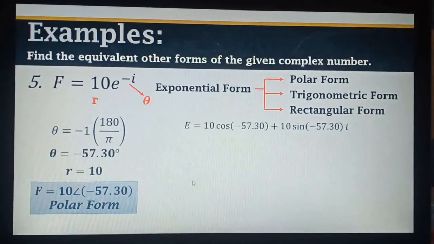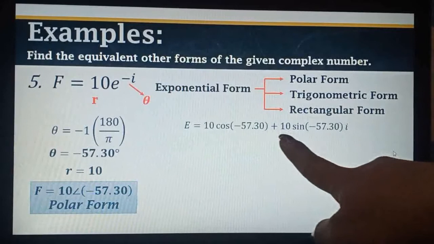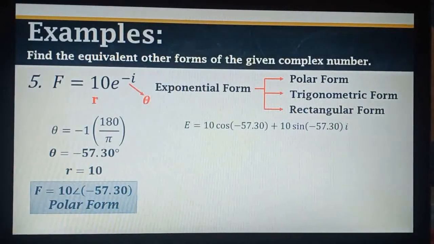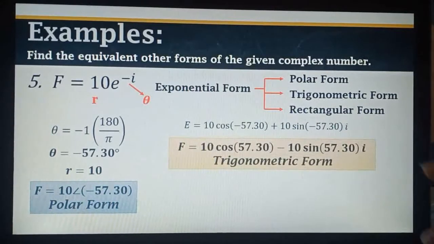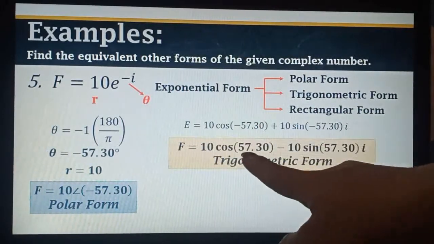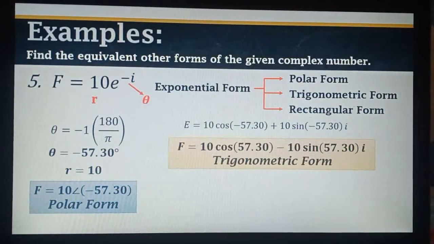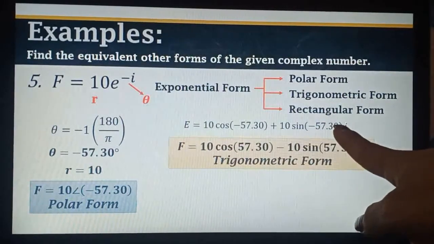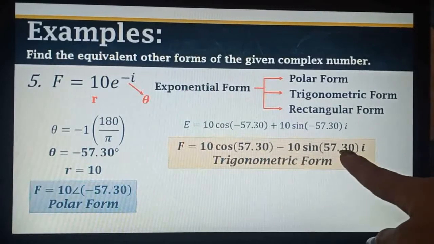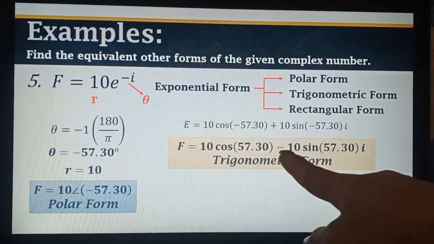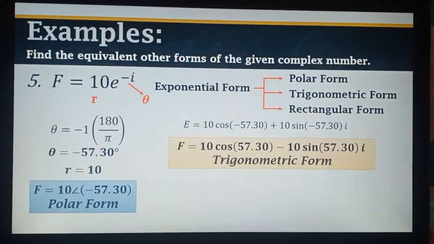Okay, so for the trigonometric form, since you already have your polar form, that is 10 cosine of negative 57.3 plus 10 sine of negative 57.3 i. Cosine of the negative theta is also cosine of the positive theta, so you will have 10 cosine of positive 57.3. And sine of the negative theta is equivalent to negative sine of the positive theta. So the second term is negative 10 sine of the positive 57.3 i. That is your trigonometric form.